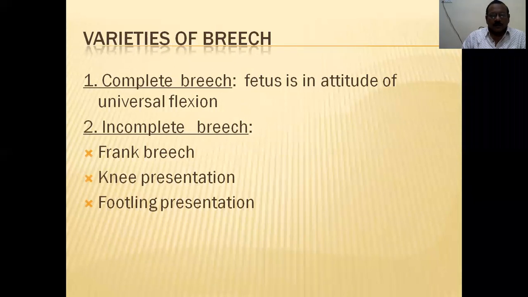Varieties of breech presentation: it may be complete breech or incomplete breech. In complete breech, the fetus is in attitude of universal flexion. That means there is flexion at the hip, flexion at the knee joint, the head is flexed, and both the hands are flexed at the elbow, and this is called complete breech. Here the sacrum is occupying the left sacroanterior position, which is the commonest position in breech presentation.